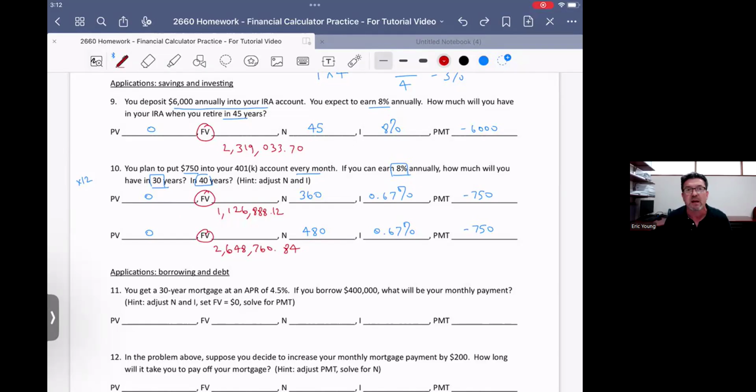Besides knowing the calculator, start early. Control what you can control. It's going to be real hard for us to control the interest rates that we earn. But we can control when we start, so we can control N. And we can control how much we save, so we can sort of control PMT. And those two variables, you'll be okay. Okay? So there's savings and investing.